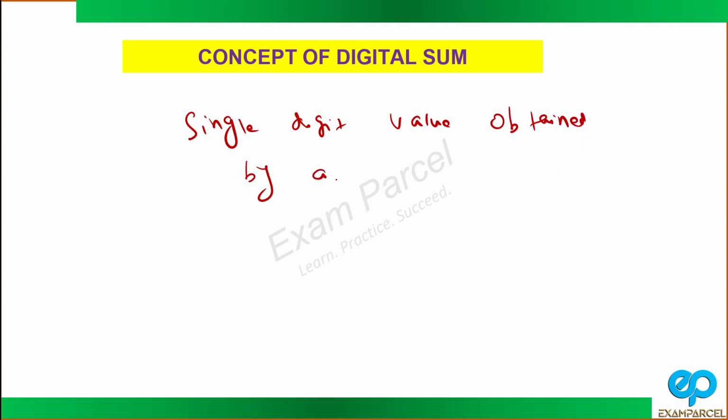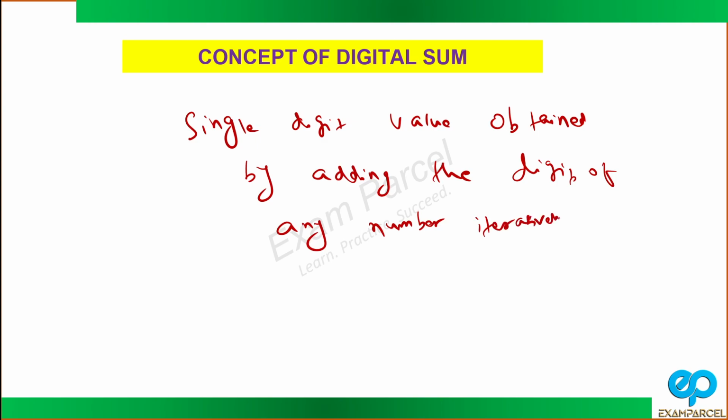Okay, now we move on to an interesting concept of digital sum. Now, what is digital sum? Digital sum is nothing but the single digit value obtained by adding the digits of any number iteratively.